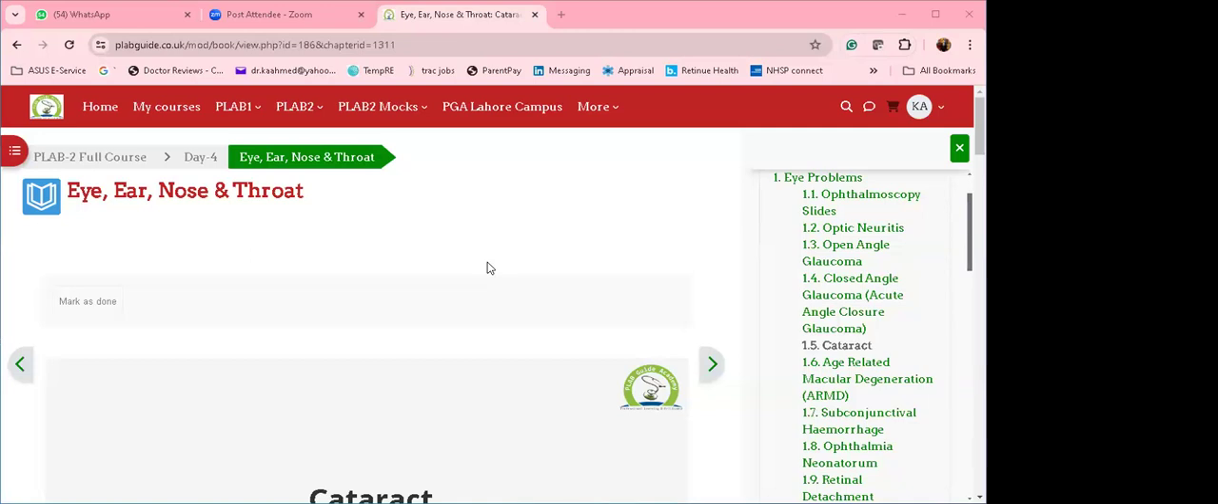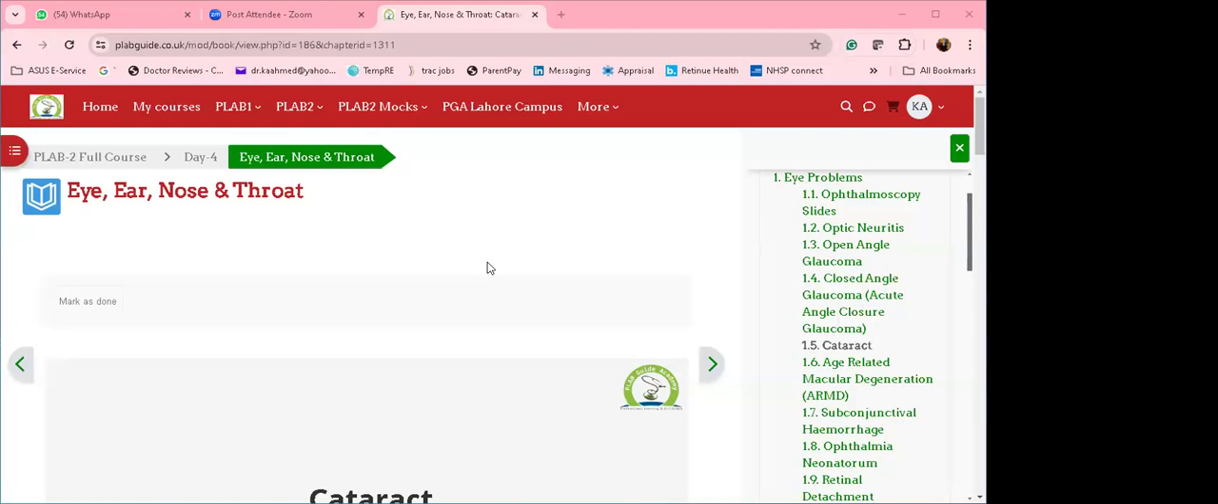Do we send her to A&E? You are talking about angle closure glaucoma. They will come to A&E; they won't go to the GPs. And why do they come to A&E? Because of unilateral severe headache, along with nausea and vomiting, and decreased vision, seeing halos around lights.